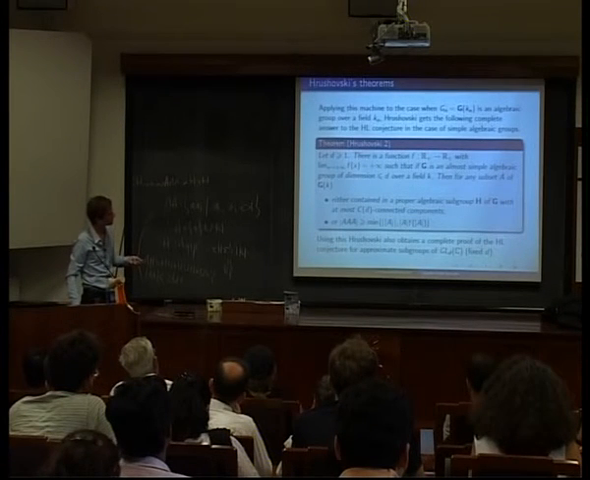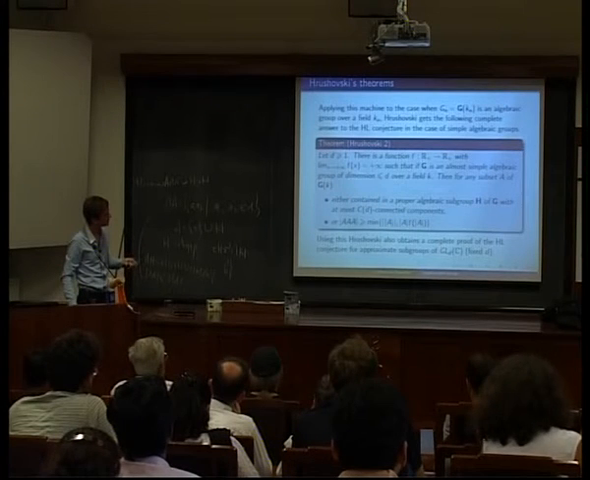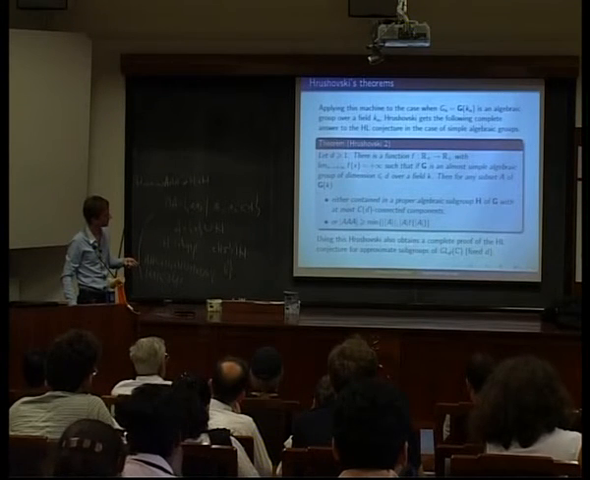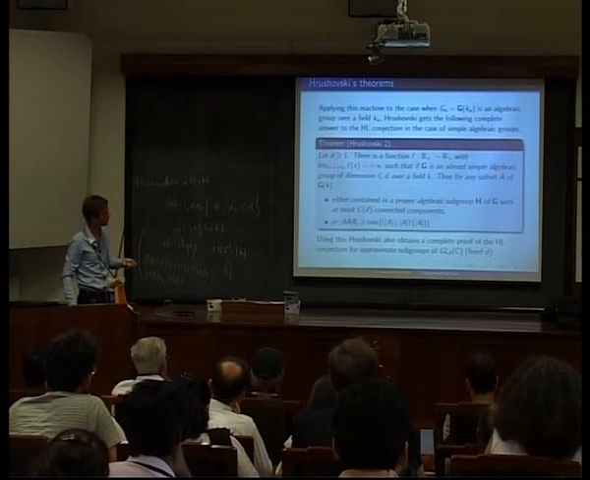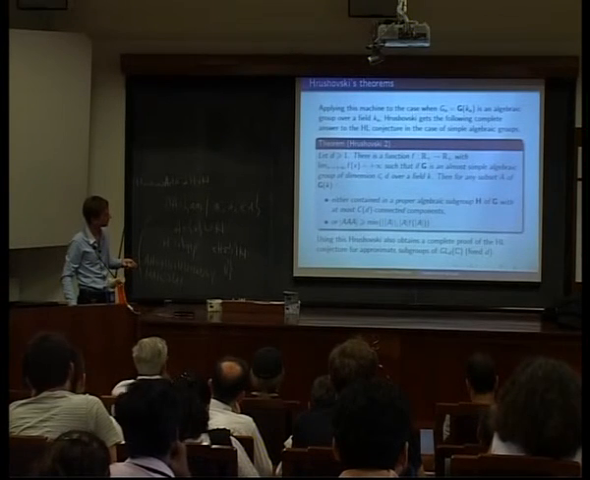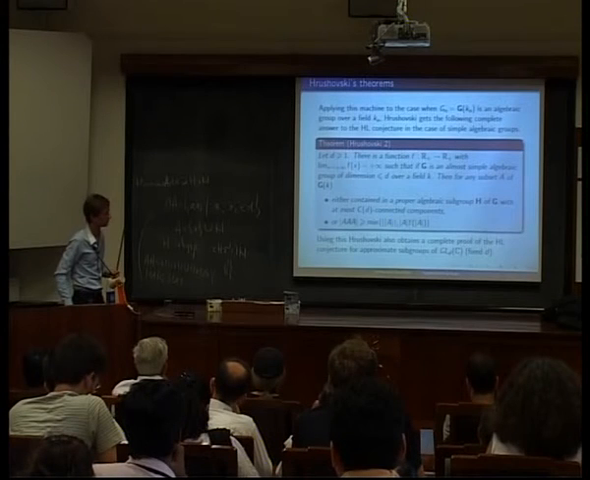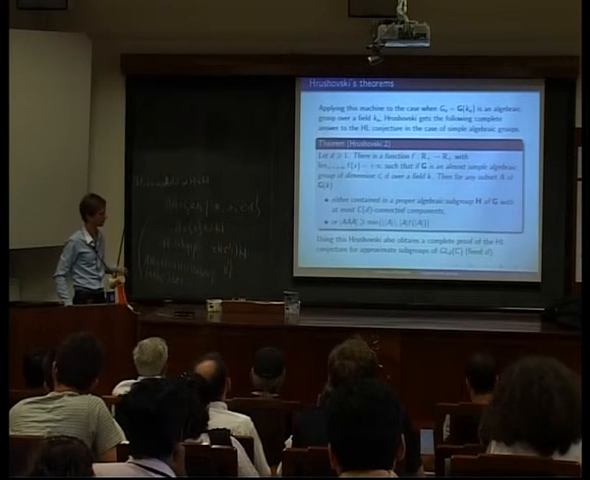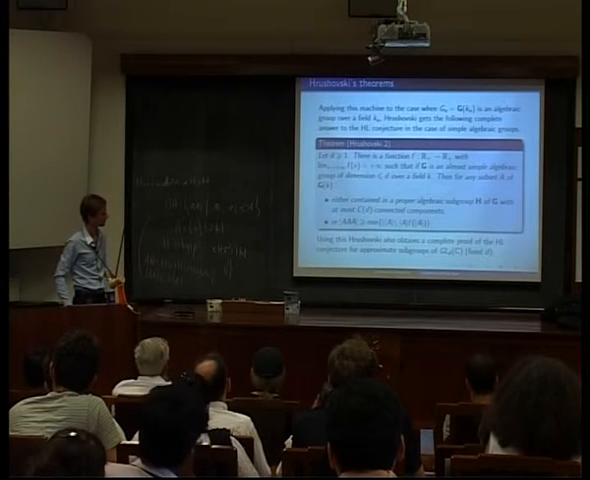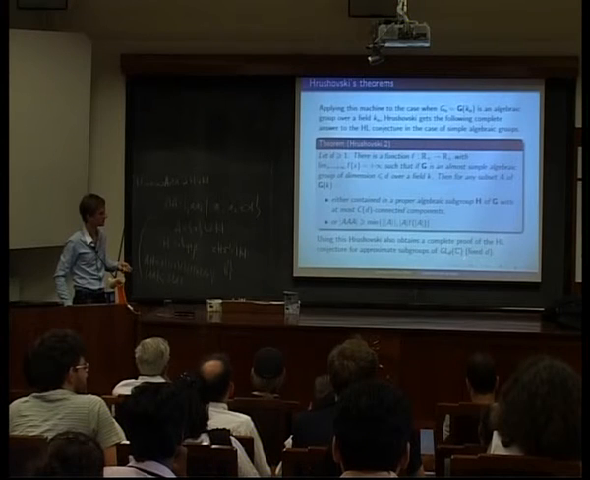So this was for simple algebraic groups, but basically using this you can extend. And this is what Hrushevsky did in his paper also. They extend this to a complete proof of the HL conjecture for approximate subgroups of GL_d(C). So not assuming anything on the algebraic closure or being in a simple algebraic group or anything like this. So we know the HL conjecture for linear groups, at least in characteristic 0.